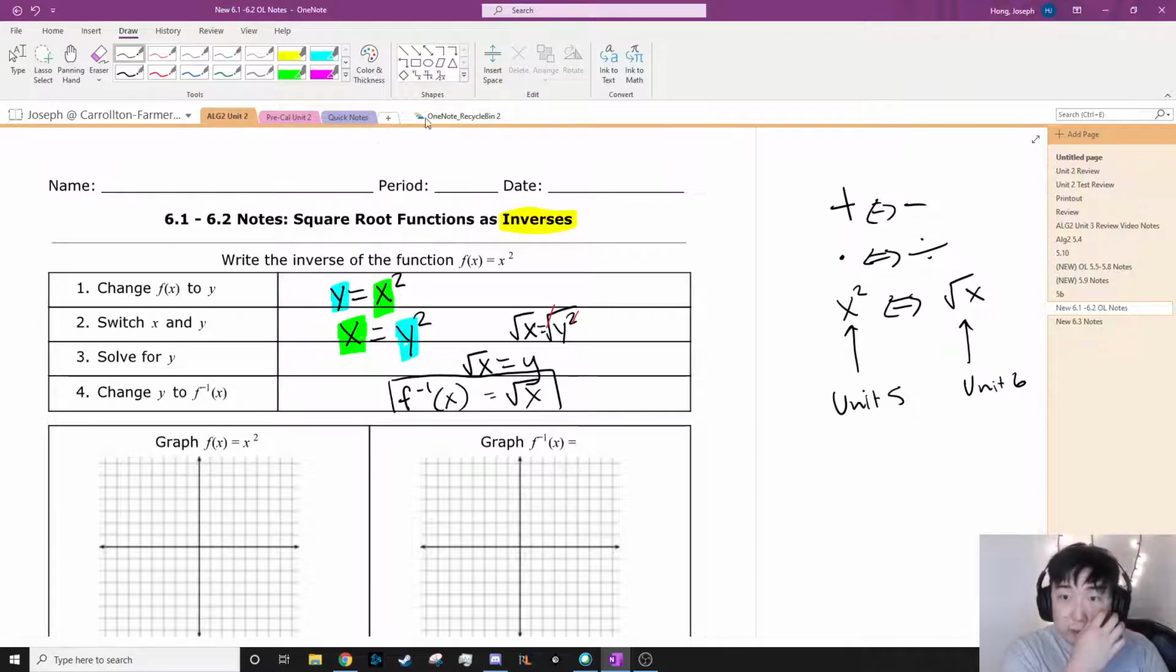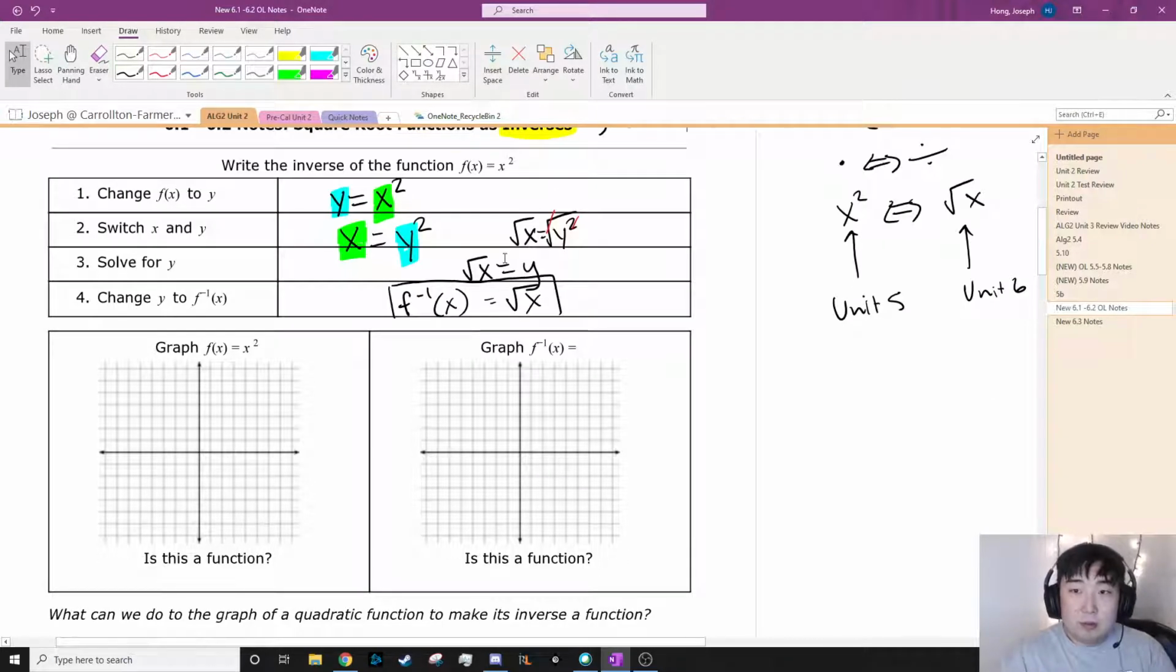So if you remember inverses from Unit 1, this is Unit 1. We just had that idea of, okay, we need to first figure out what are opposites and how do we do it. So this whole box, step 1 through 4, is to prove to you that squares are inverses of square root.